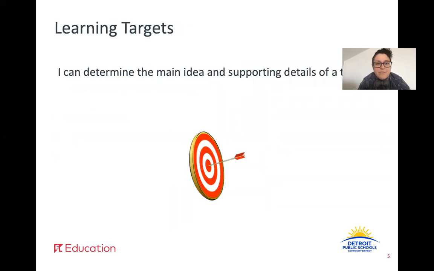The learning target for this lesson is, I can determine the main idea and supporting details of a text. As you may remember from the last few weeks, the main idea is the big idea that the author wants you to take away from reading a text. A supporting detail is a detail in the text that helps you understand that main idea.